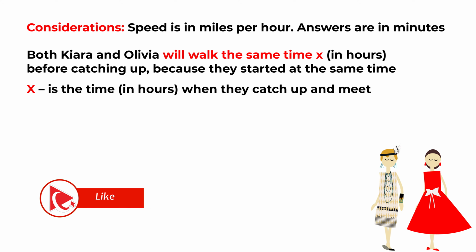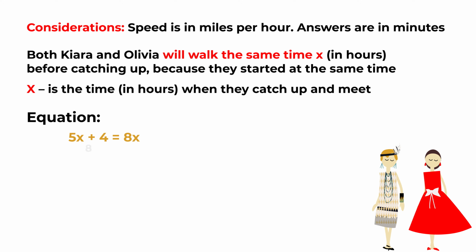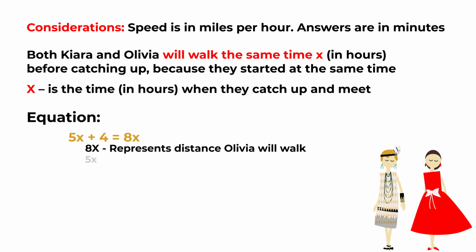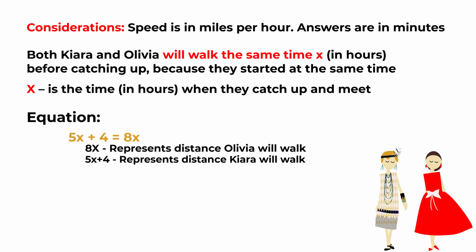To solve this challenge, we need to build an equation. 5x plus 4 equals 8x. 8x represents how much Olivia will walk, and 5x plus 4 is representing how much Chiara can walk. And the starting point for this will be the starting point of where Olivia starts, since Olivia starts 4 miles behind.